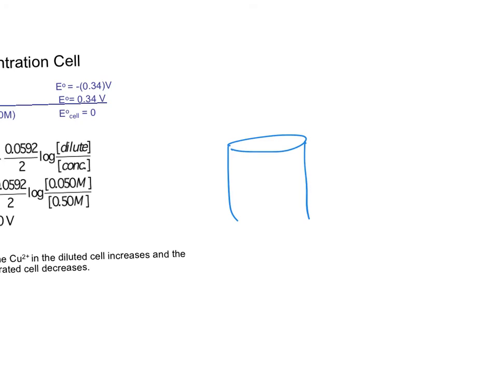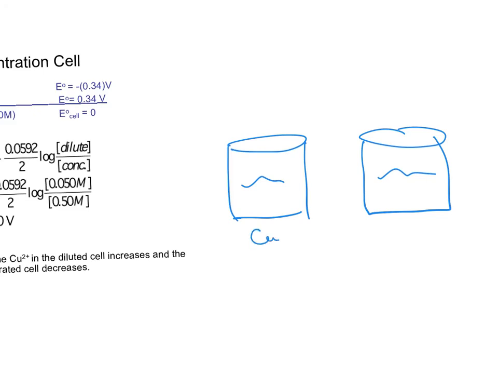So this system has two solutions of copper 2 plus. So maybe it's copper sulfate. And on the left-hand side, it's 0.050 molar. On the right-hand side, it's 0.50 molar. So the concentrated is on the right and the dilute is on the left.